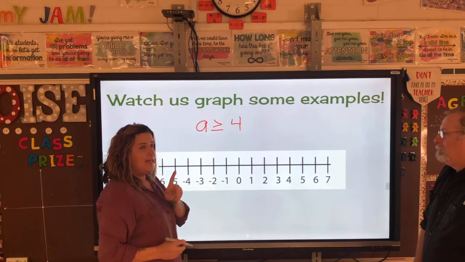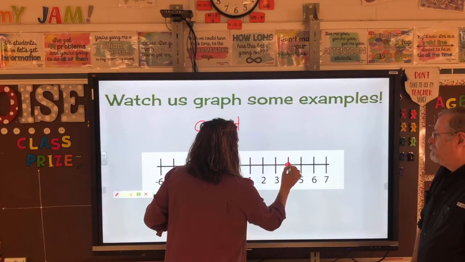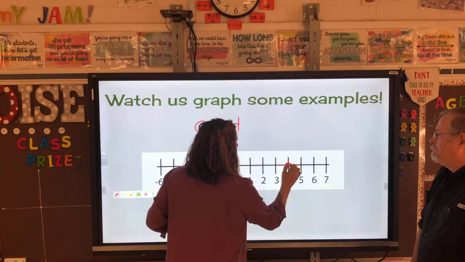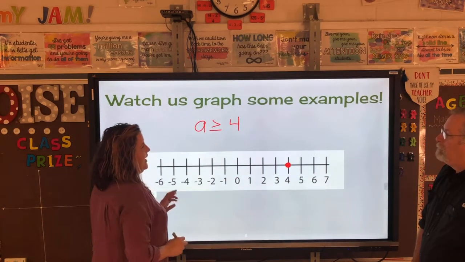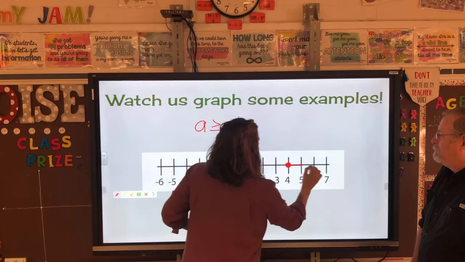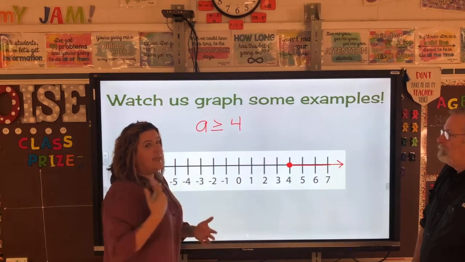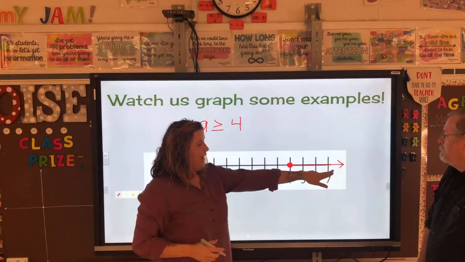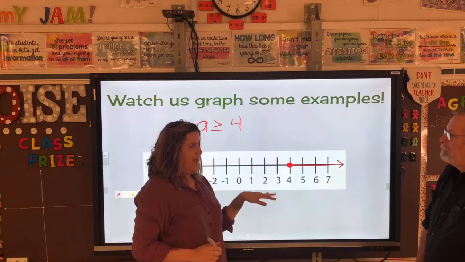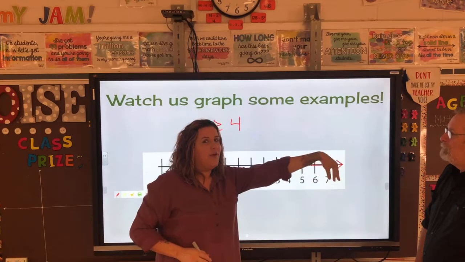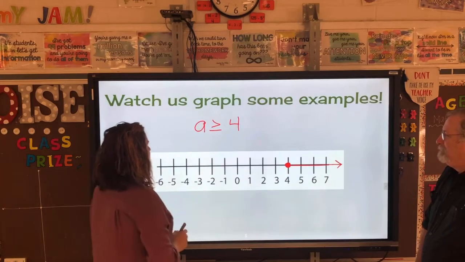A is greater than or equal to. So if it has the line, I color in the circle. I start with a closed circle at 4. And greater than, I'm going to the right, infinitely, which is why I put that little arrow there. I don't stop at 5 or 6 or 7. I'm going all the way for eternity to the right.